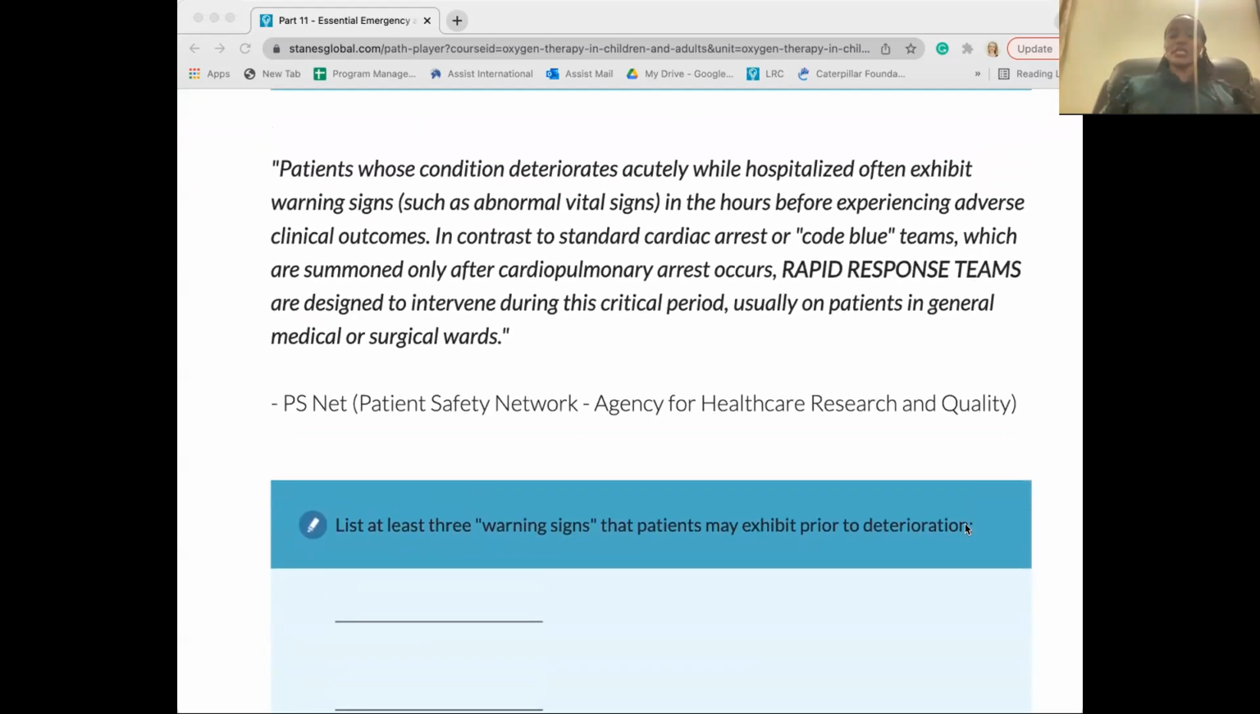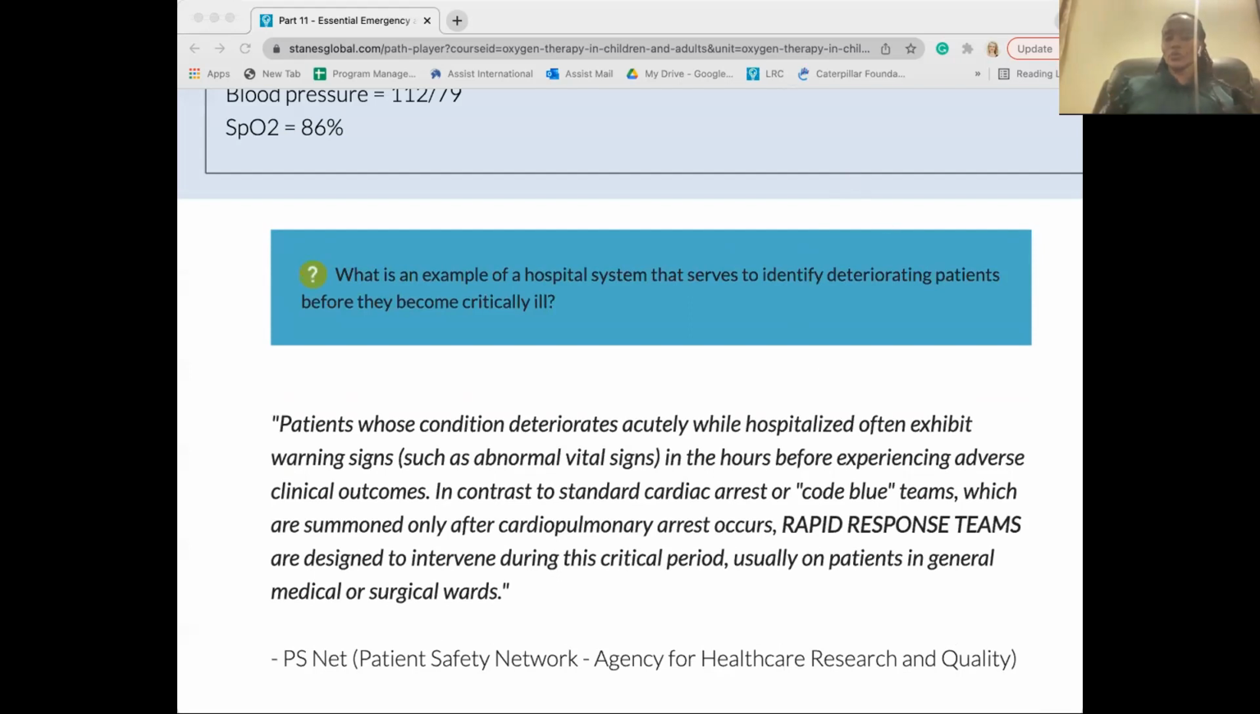These setups could also happen in the pre-hospital setup. Even before the patient gets to the hospital, the ambulance team should also be well trained and should be able to act immediately. We can go down.